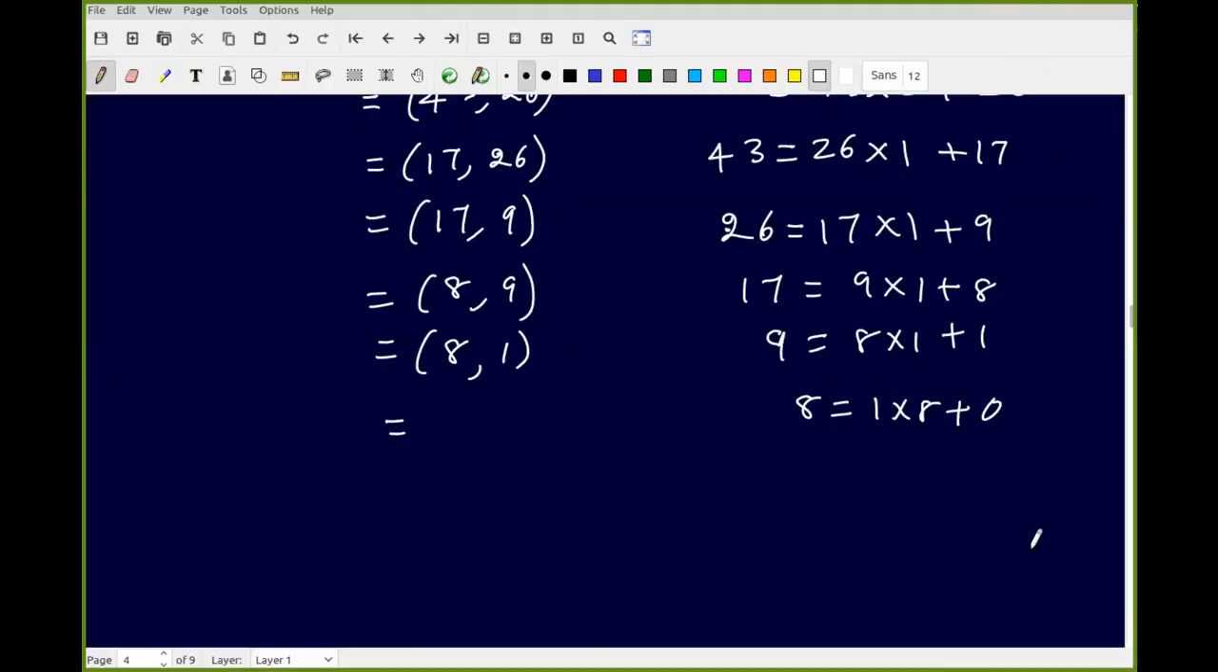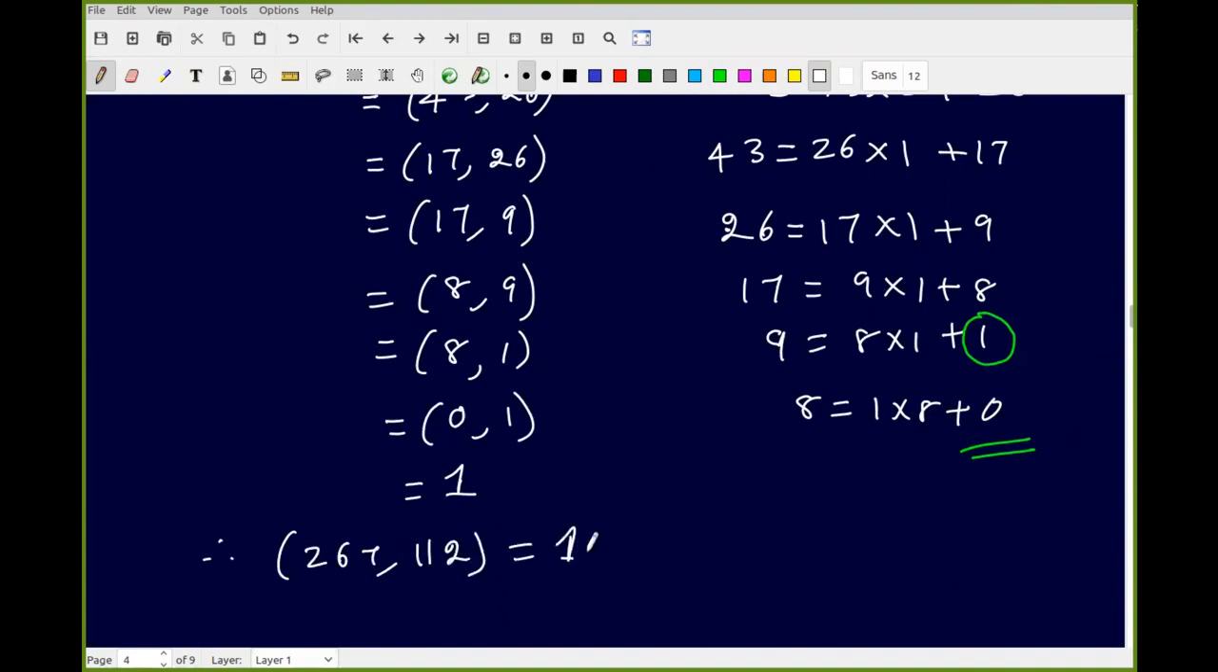So here the remainder is 0. So remainder 8, 0 replaces 8. Okay, so we have reached the position where the remainder is 0. So the last non-zero remainder is 1. Here also 0, the GCD of 1 and 0 is 1. So the GCD of 267 and 112 is 1. Right? This is the GCD.